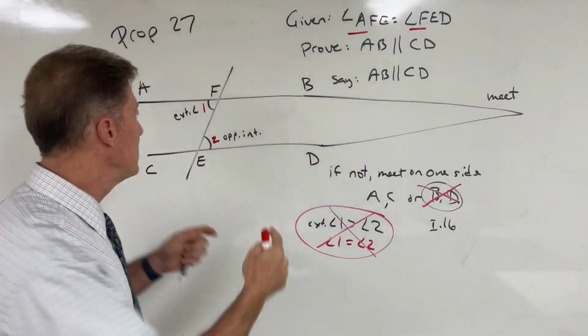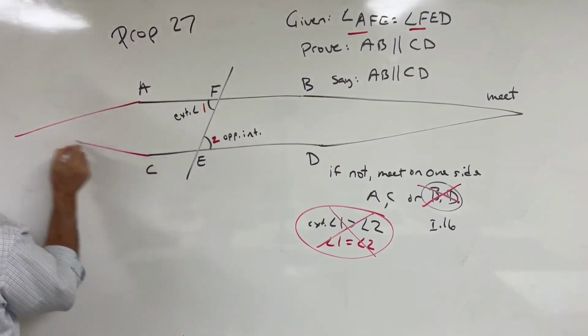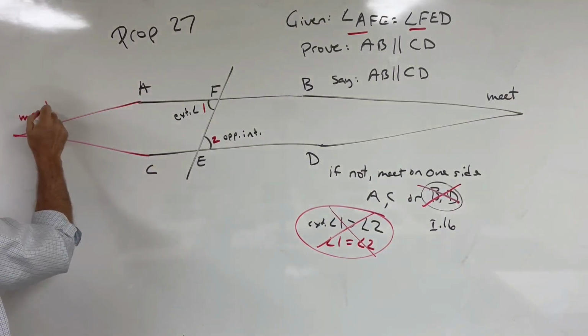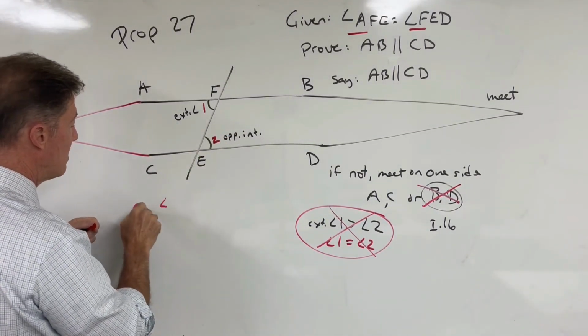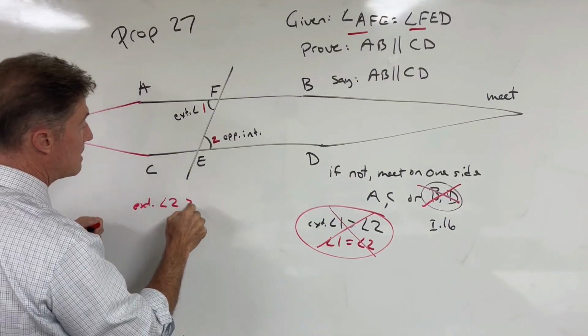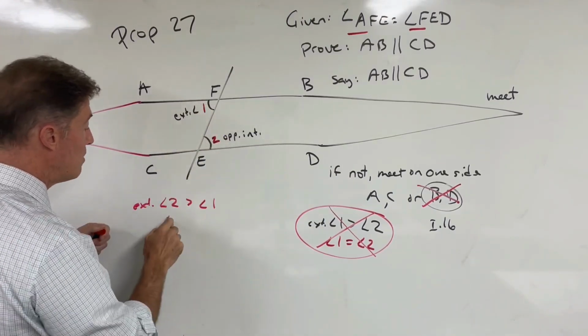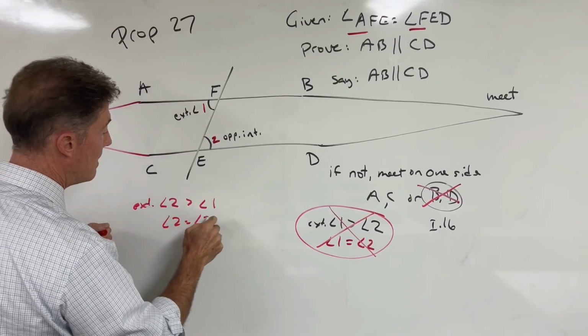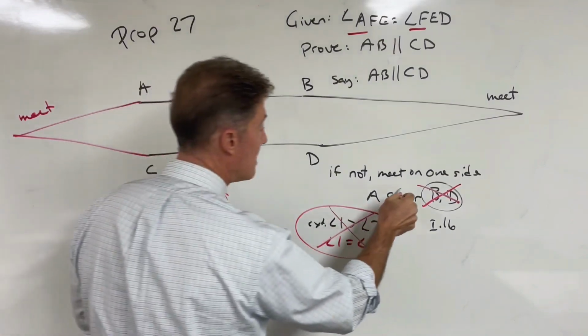Similarly, we can prove that they don't meet on side AC, right? We extend these and they would have to meet on this side. And then this becomes the exterior angle. Exterior angle 2 has to be greater than the opposite interior angle, angle 1, but they're also equal. Angle 2 is also equal to angle 1. Therefore, it's both greater than and equal. Therefore, they don't meet on side AC.